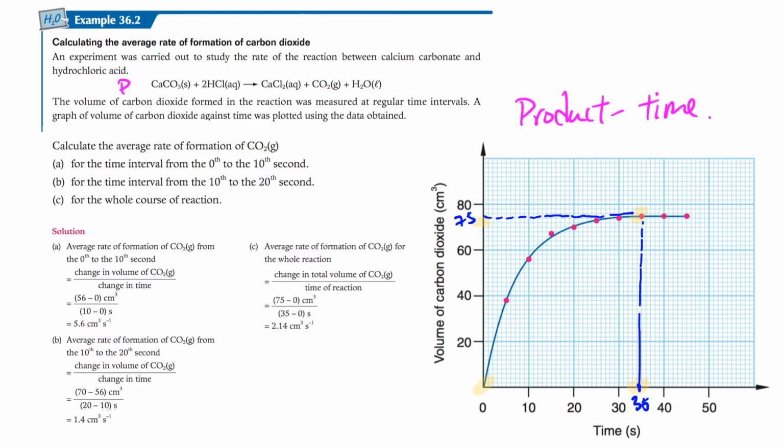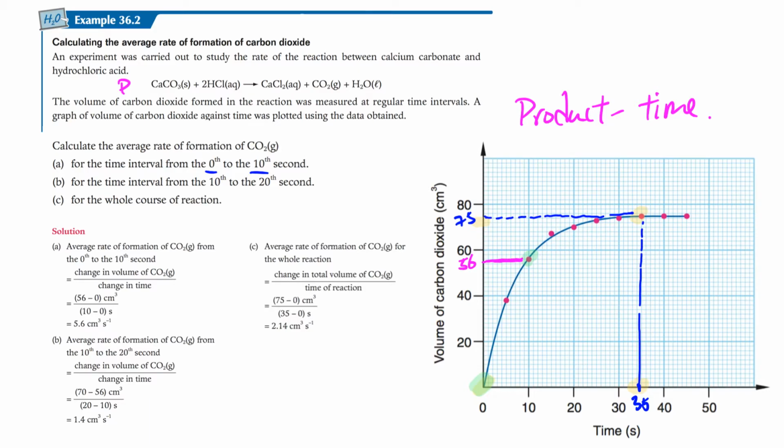For time interval 0 to 10, you're going to find two points. One point will be 0 and one point will be 10. Basically, you will have this one, which is around 56, about 56.